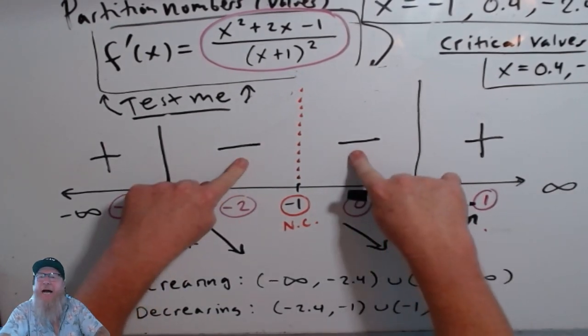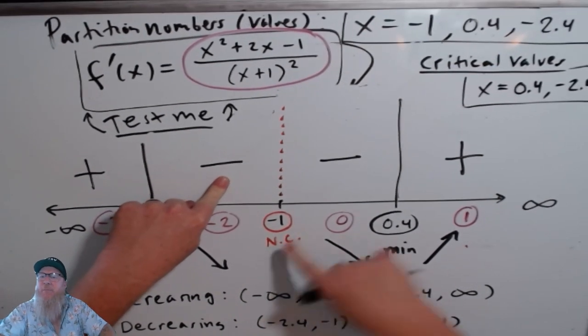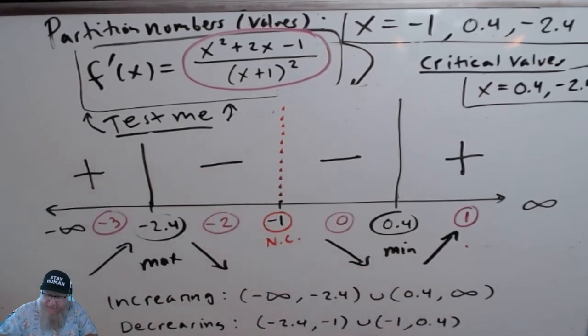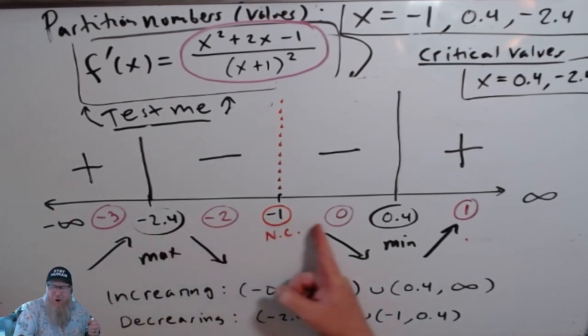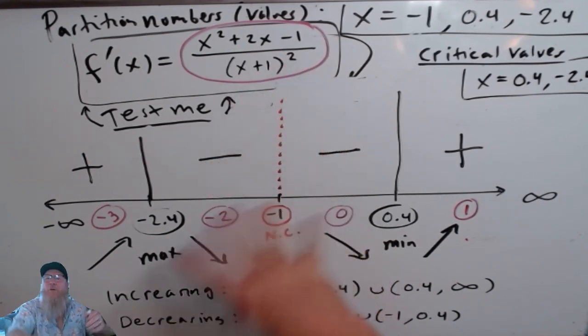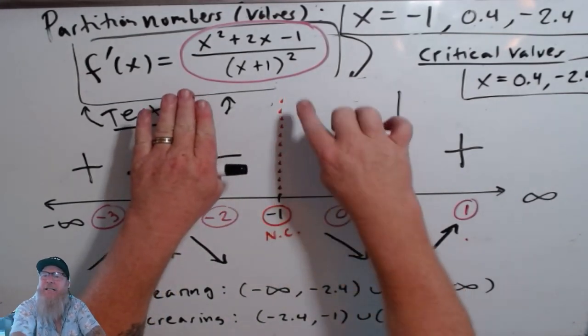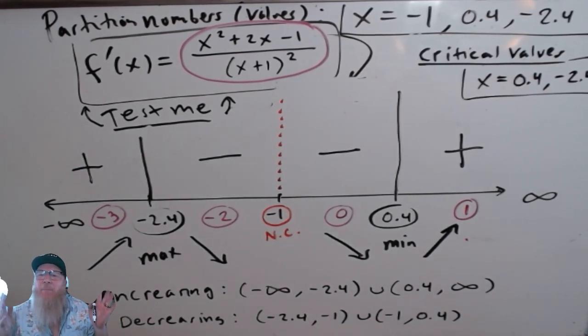Now I should point something out. If this was a critical point, if it was part of the critical values, then this would be a solid line. I would call it a critical point, and then I wouldn't have to jump over it with the union. I would just go negative 2.4 all the way to 0.4, and this point would be included as a value in the graph. But because it's a partition number, it's separated, and so that value -1 is not actually included in the answer. It has an open parenthesis, which means that point is not actually there. Okay.